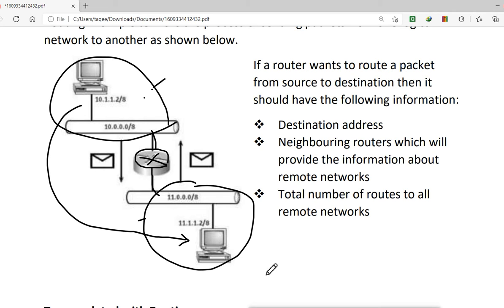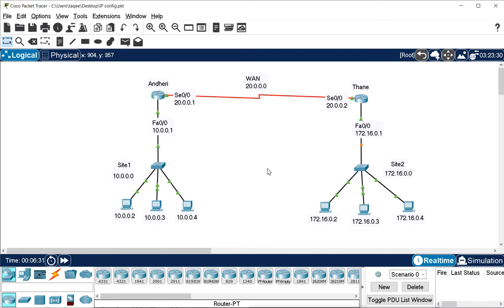Now, very simple, we have created the design in Packet Tracer. In this, we have site 1, which has this network 10, and the other site, site 2, which has the 172.16.0.0 network. Within a site, these machines can connect to each other.